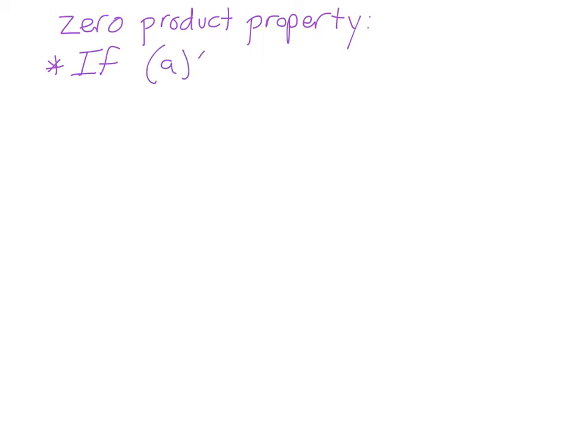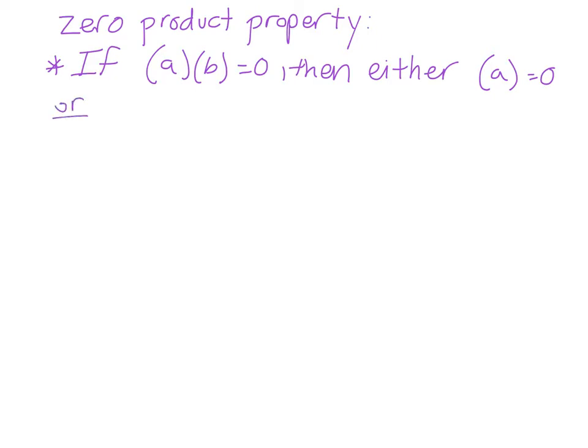The zero product property says if A times B equals 0, then either A equals 0 or B equals 0. So one of these two things has to be equal to 0 in order for the whole thing to be equal to 0.